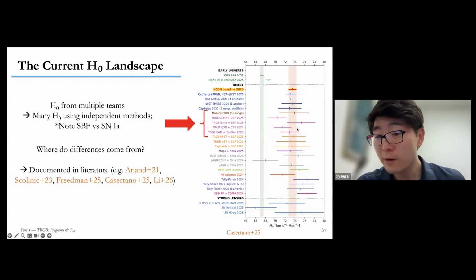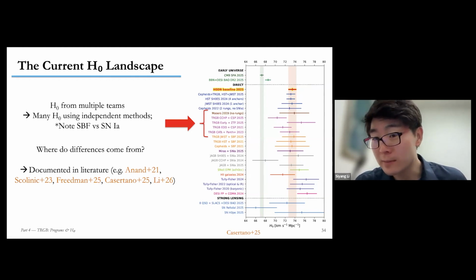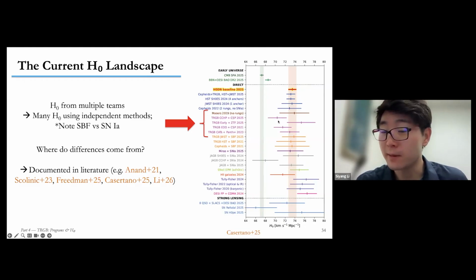As I mentioned before, there are definitely differences in these Hubble constant values. Sometimes some teams get a lower Hubble constant value that might be a little closer to, or sit in between, the early and late universe Hubble constants. Some teams get slightly higher Hubble constant values. There's no surprise.